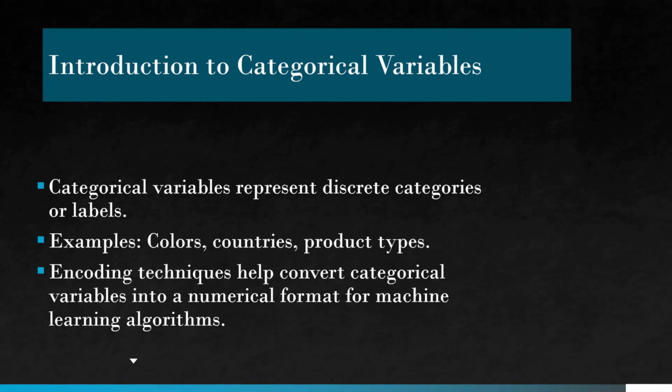So what are categorical variables? Categorical variables represent discrete categories or labels. For example, color, countries, product types, and size that is given in categories. Encoding techniques help convert categorical variables into a numerical format for machine learning algorithms. Since we know that our machine learning model cannot be fed categorical data or text data, we try to convert that text data or categorical data into numerical format.